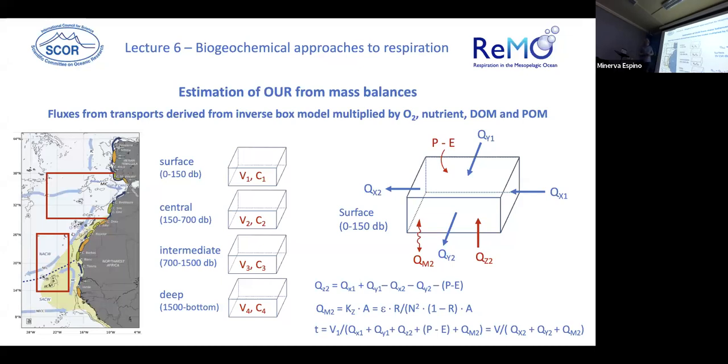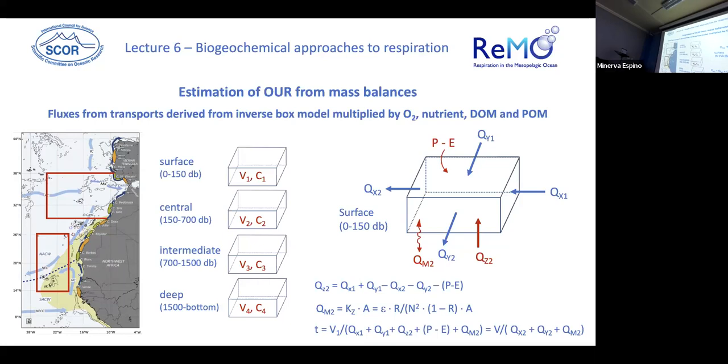So, for example, in one of these cases, normally we divide the water column into several boxes: surface, central, intermediate, and deep. And what we do is just a balance, considering the fluxes going in. This one is lateral flux from this side, lateral from the other side, outgoing, and then the vertical fluxes as well. It's just making a balance of what is entering the box and what is going out of the box. And also, of course, the exchange with the atmosphere.